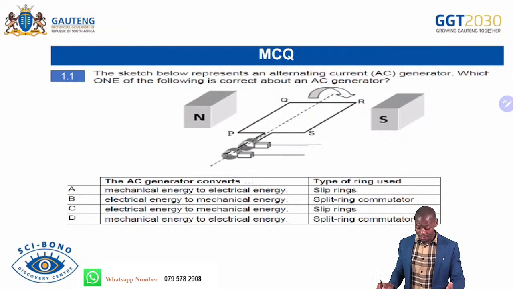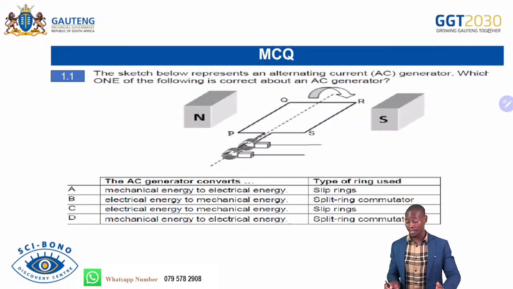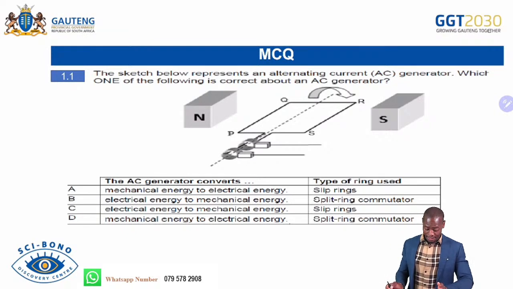Then multiple choice questions, because you will also get multiple choice questions when it comes to your generators and motors, or your electrodynamics, right? So let's look at this one. The sketch below represents an alternating current generator. You are told that this is a generator, an AC generator. Which one of the following is correct about an AC generator?